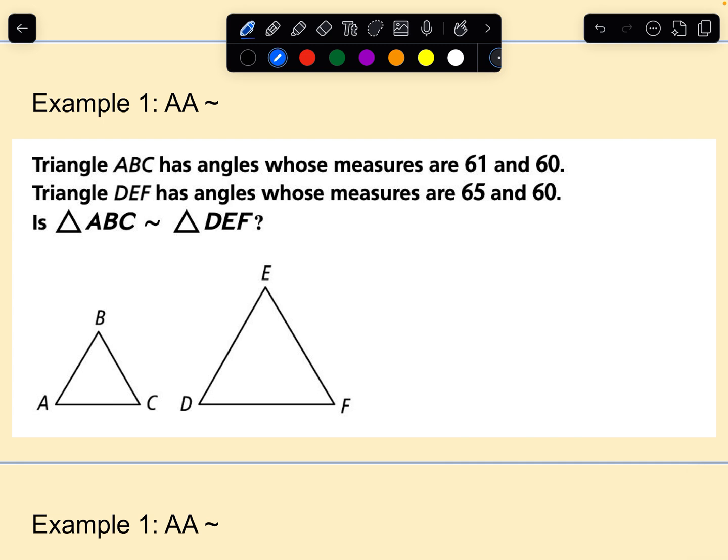Triangle ABC has angles whose measures are 61 and 60. It doesn't tell us which ones. We're just going to call these 61 and 60, which means angle B would have to be 59, because they have to add to 180. And the other ones are 65 and 60, which means angle E would have to be 55 degrees. So if we notice here, I only have one pair of congruent angles. So no, because we only have one pair of congruent angles.